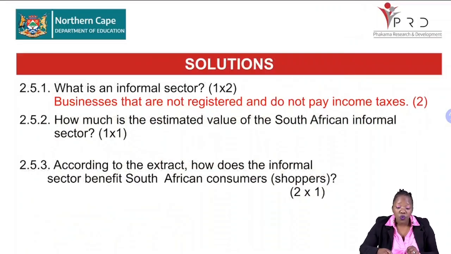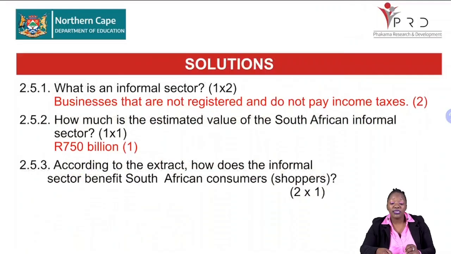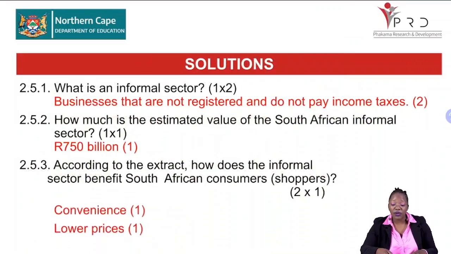And then number 2, how much is estimated value of South Africa's informal sector? It is estimated at 750 billion. Then number 3, according to the extract, how does the informal sector benefit South Africa's consumers, which is the shoppers? They are convenient because they are closer to the consumers. They don't have to take a taxi or they don't have to travel to them. And also their prices are very low.